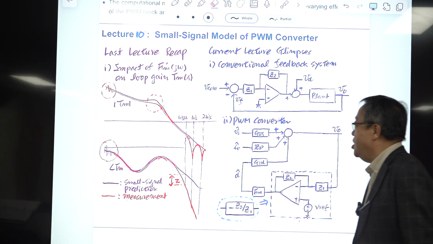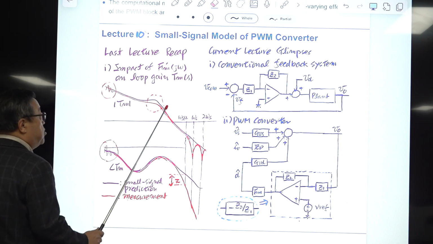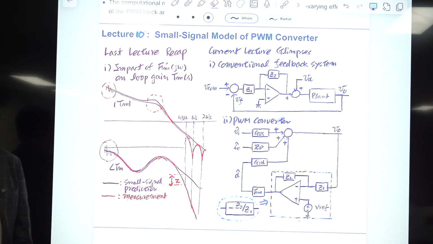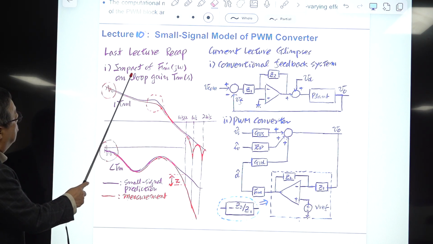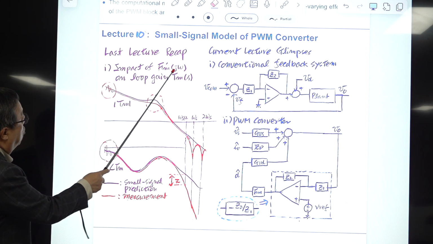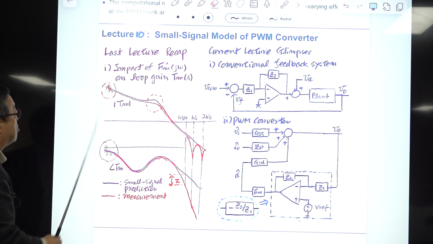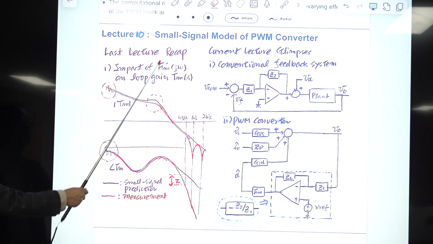So first, let me highlight the content of the previous lecture. The previous lecture was about the modulator gain and its high frequency characteristic, and the result is shown here in the form of the impact of the describing function of the modulator gain on the loop gain characteristics, the magnitude and the phase of loop gain T(s).